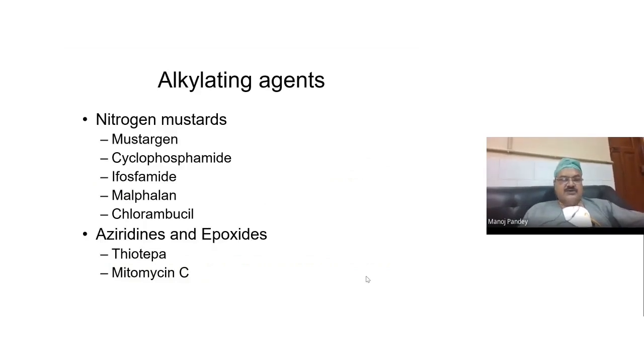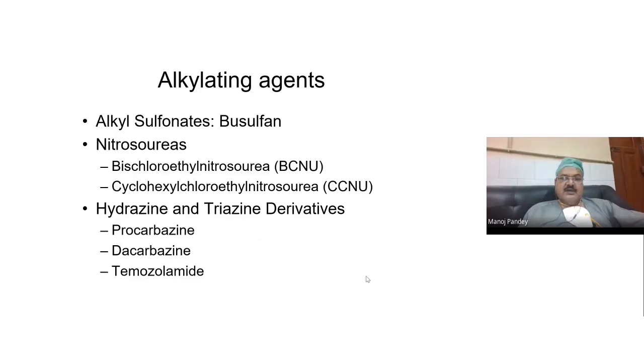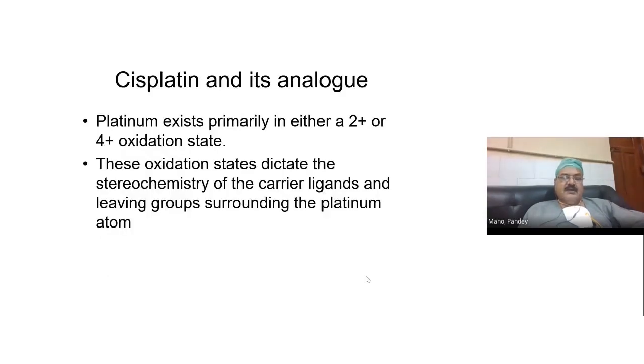These agents are nitrogen mustards, aziridines and epoxides, alkyl sulfonates like busulfan, nitrosoureas, hydrazine, and triazine derivatives. The second class is called cisplatin and its analogs.